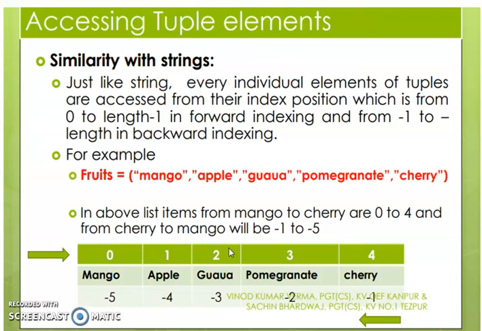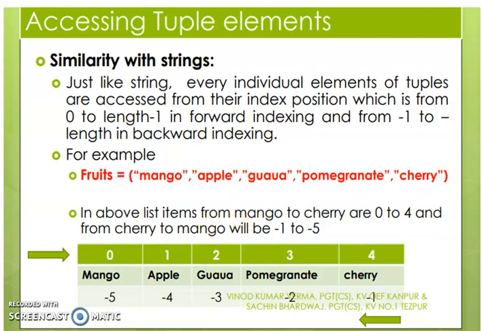The next one, how to access tuple elements. Okay, see, a tuple is just like strings. Then what are the similarities with strings? See here, every individual element of a tuple is accessed by its index position, which is from 0 to length minus 1 in forward indexing, and -1 to minus length in backward indexing.